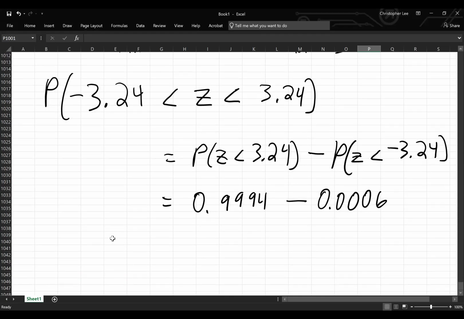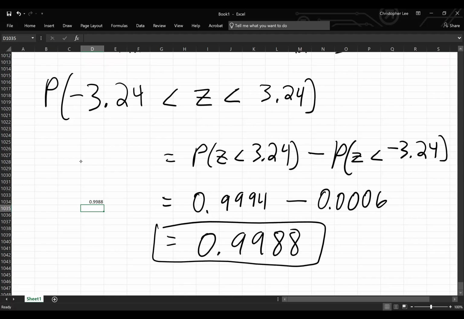After that, all you have to do is subtract them and you got your answer. All right, nice and simple. So this is 0.9994 minus 0.0006. Here's what I got, right? So I got as a final answer 0.9988. And then that's it. Questions on this? Anybody? Good? All right.